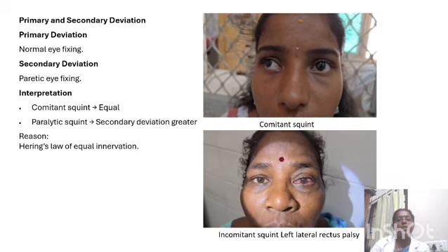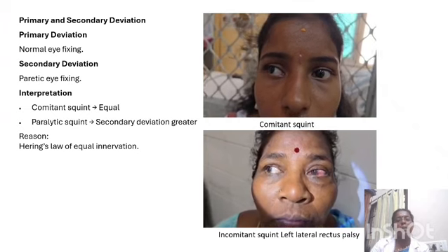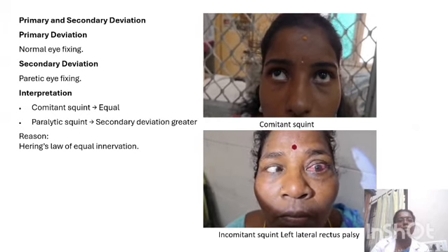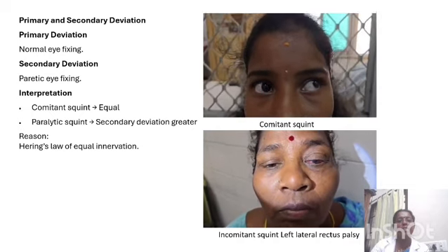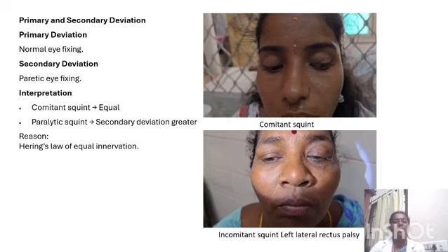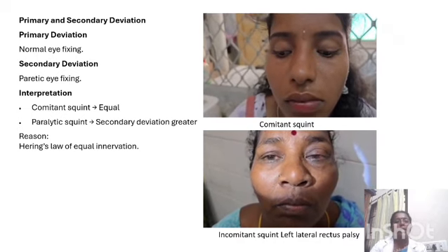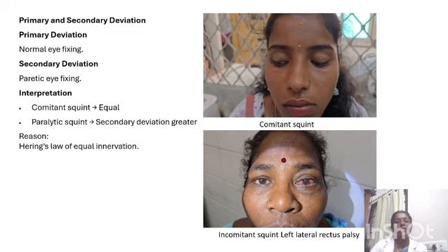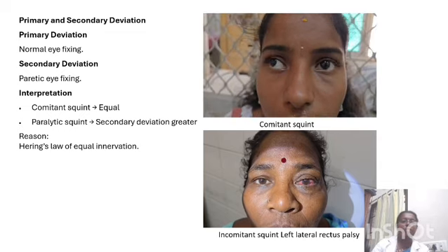This video demonstrates primary and secondary deviation. When the normal eye fixes, the deviation measured is the primary deviation. When the paralytic eye fixes, the deviation is the secondary deviation. In paralytic strabismus, the secondary deviation is greater than the primary deviation due to Hering's law of equal innervation.